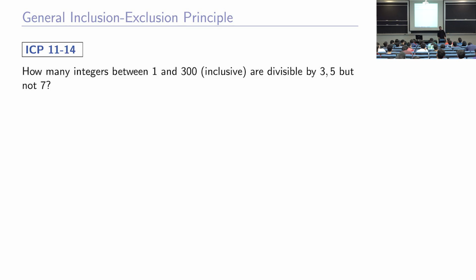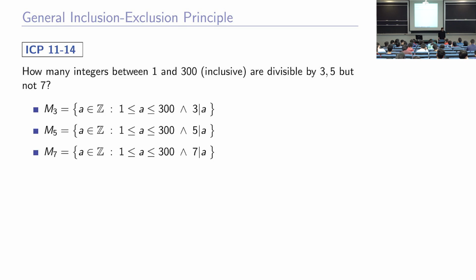We just did M3 for those that were multiples of 3, M5 for those that were multiples of 5, and M7 multiples of 7. And we want to find M5 union M3 union M7. We want to find the cardinality of M5 union M3 union M7, and we know the inclusion-exclusion formula. So this is how we define M3, M5, M7.